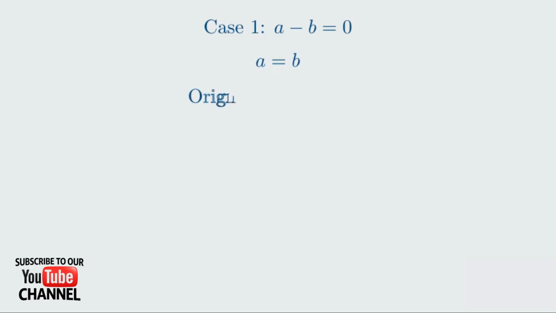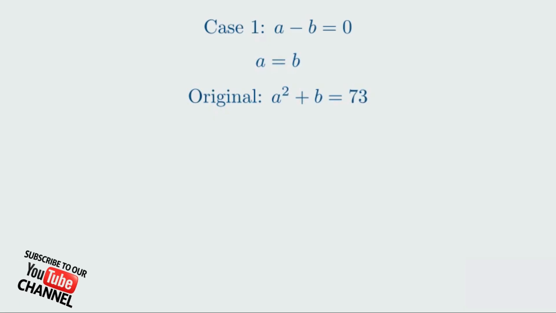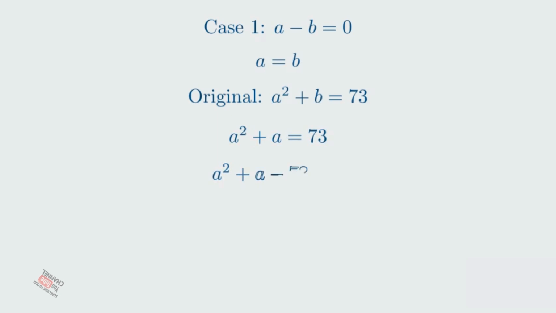The first equation is a squared plus b equals 73. Since we're assuming a equals b, we can replace every b with an a. This will give us a single equation in terms of a. The equation becomes a squared plus a equals 73. This is a quadratic equation. To solve it, we need to set it to 0. Subtracting 73 from both sides gives us a squared plus a minus 73 equals 0.